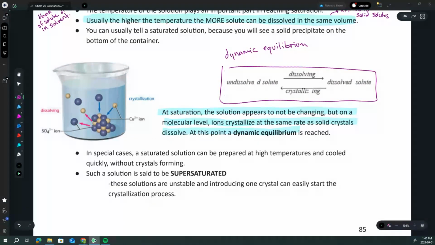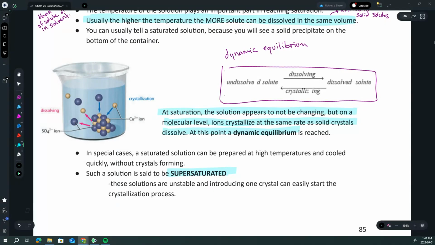So in special cases, a saturated solution can be prepared at high temperatures and then cooled quickly without crystals forming. Okay? And if that occurs, that solution is said to be supersaturated because you dissolved more than the maximum amount possible, at least at room temperature, in your solution. And typically, supersaturated solutions are very unstable, and even introducing just one crystal can start the whole crystallization process.